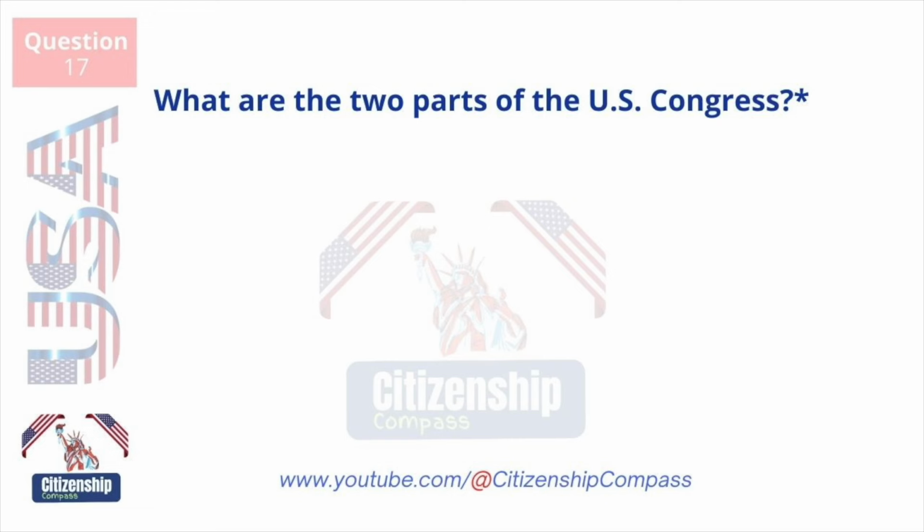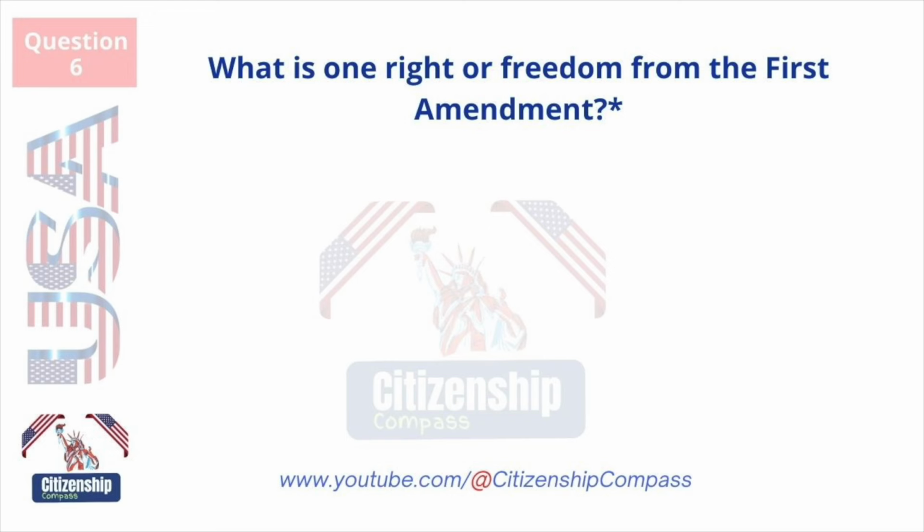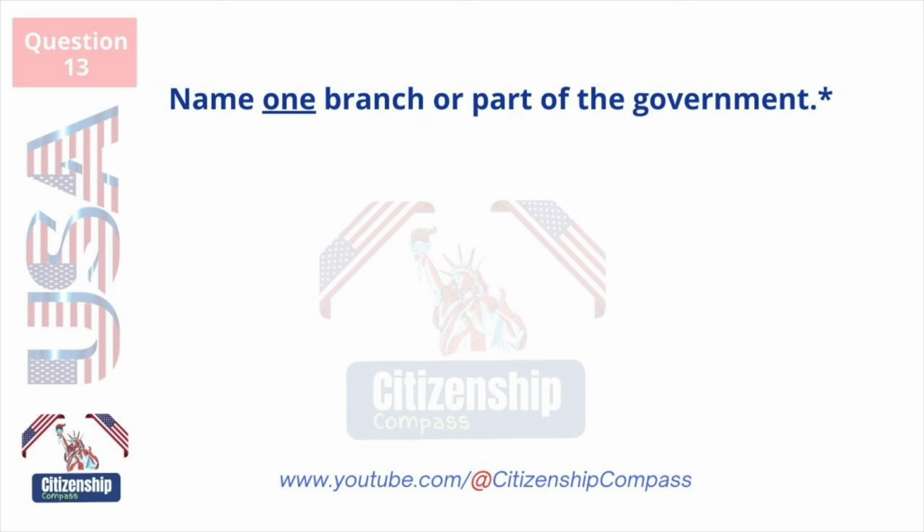What are the two parts of the U.S. Congress? The Senate and House of Representatives. What is one right or freedom from the First Amendment? Speech. What is one thing Benjamin Franklin is famous for? U.S. diplomat. Name one branch or part of the government. Congress.